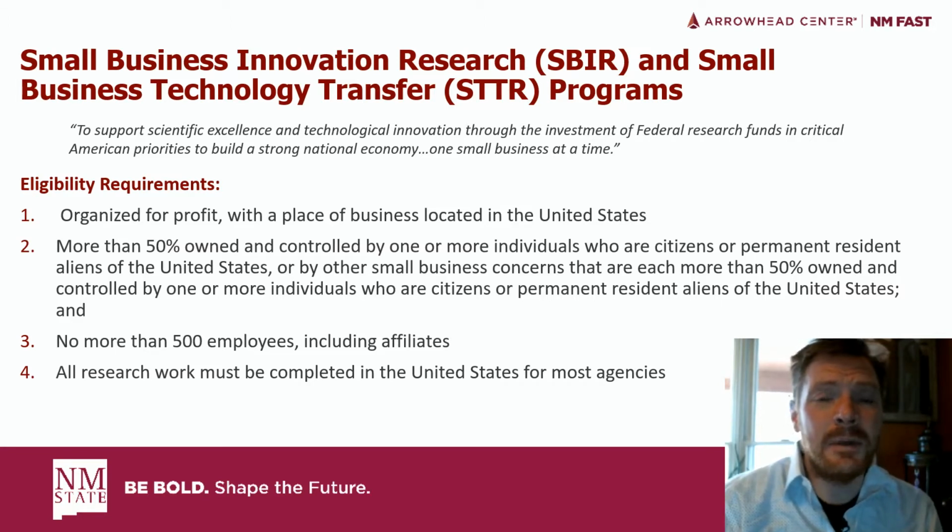And small business means that you have to have under 500 employees, including any affiliate companies. So if you're a spin-out, if you're an upside-down corporation, anything like that, both your company as well as the affiliate company have to have a combined total of less than 500 employees.